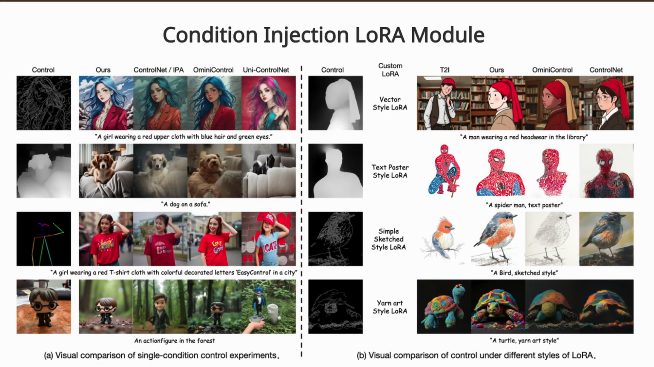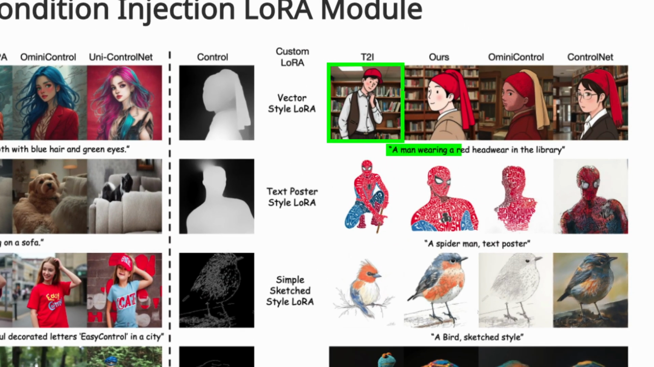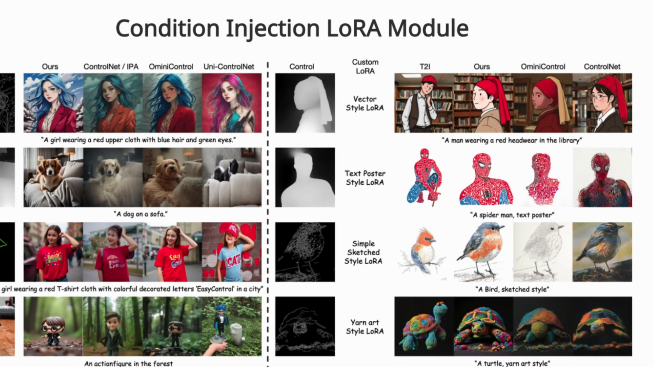Let me show you another example of how powerful this is. If you prompt it with a man wearing red headwear in the library and use a depth map with vector art style, other methods totally fail to keep the style consistent. But with EasyControl, it preserves that vector art look while perfectly following the depth map. Same thing happens with Spider-Man text posters. EasyControl is the only one that gets both the style and structure right.